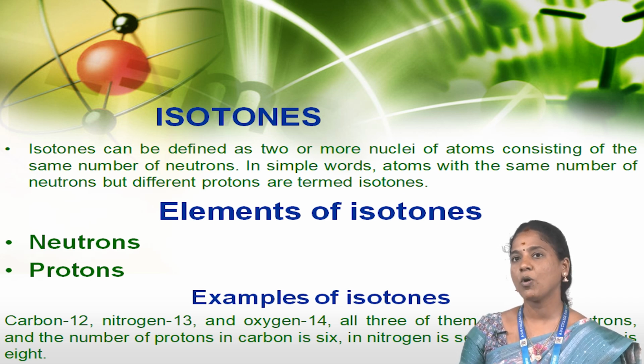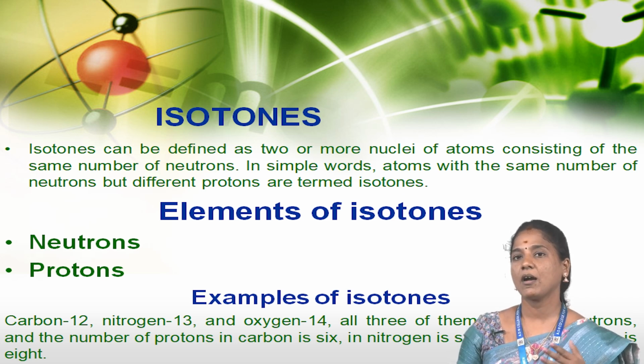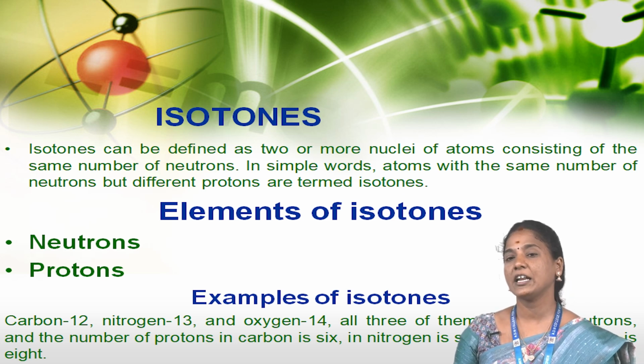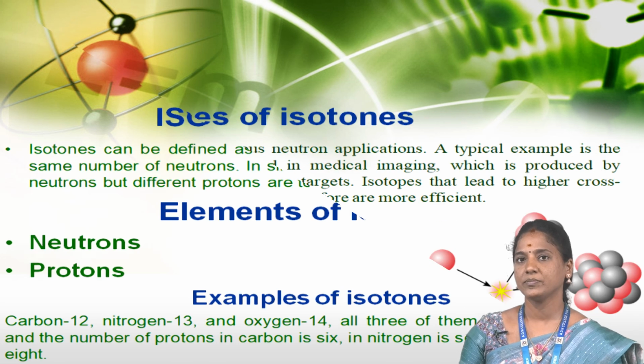Hydrogen 3 and helium 4 are isotones of neutron number 1. Beryllium 9 and boron 10 are isotones of neutron number 5. Carbon 13 and nitrogen 14 are isotones of neutron number 7. Krypton 86, strontium 88, yttrium 89, zirconium 90 and molybdenum 92 are isotones of neutron number 50.